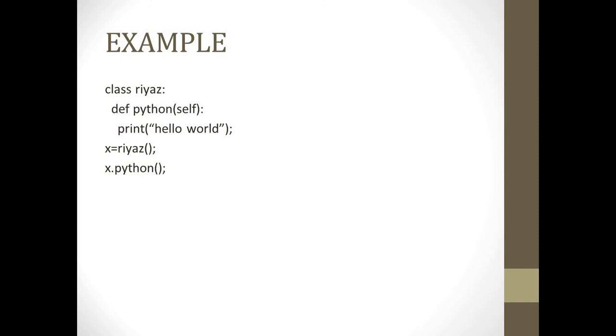Class Rias. One class I have created, and inside it, def means it's a function, but this is a method because I created it inside the class. def Python, and self I definitely have to give, and I am just printing hello world. x is equal to Rias(). Means what? x is equal to Rias with parentheses, that is the creation of the object. So x dot Python.